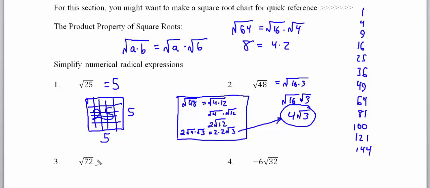Like with 72, don't start from the bottom of the chart and dividing it by 4 or 9 or 16. Start at the top of the chart and see if there's a number that can divide it. In fact, 36 can divide the 72 twice. So by skipping a few steps here, the square root of 72 is the same thing as the square root of 36 times the square root of 2, or 6 square roots of 2.